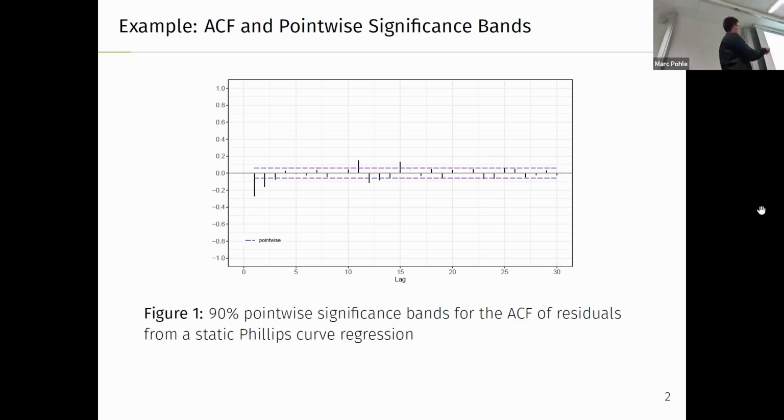And this is the empirical autocorrelation function, not for a time series, but for a series of regression residuals from a static Phillips curve regression. So a regression of monthly difference inflation on monthly unemployment. Doesn't matter at this point too much, but we extracted the residuals from this regression and plotted the empirical autocorrelation function of the residuals.